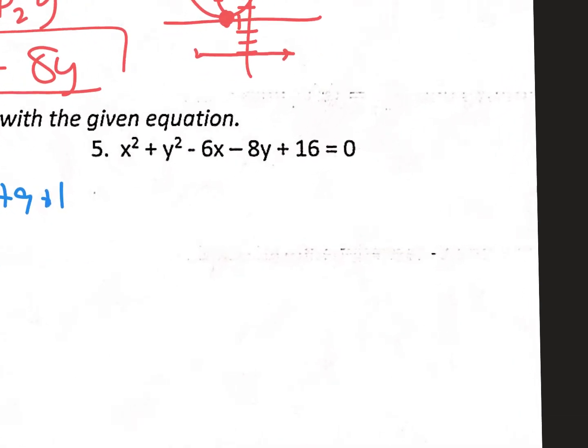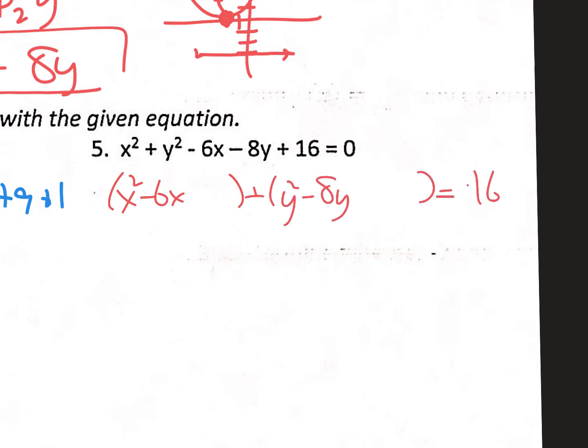And 5. 5's going to be exactly the same thing. Go through really quickly here. Group your x's together. Group your y's together. Move the 16 over. That's one new thing. Move the 16 over, make it -16. Complete the square again. That's going to be +9. That's going to be +16. So I'm going to do +16.